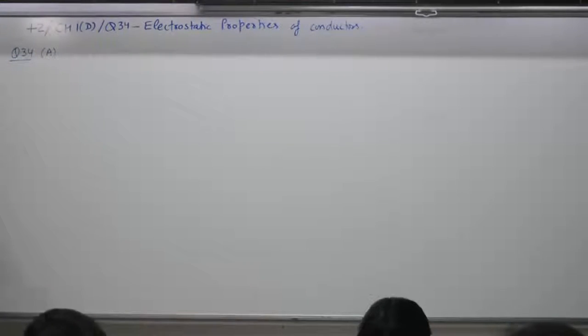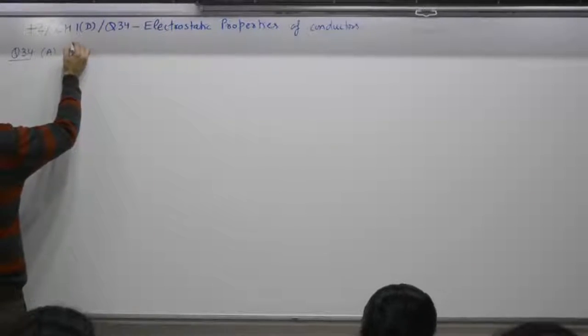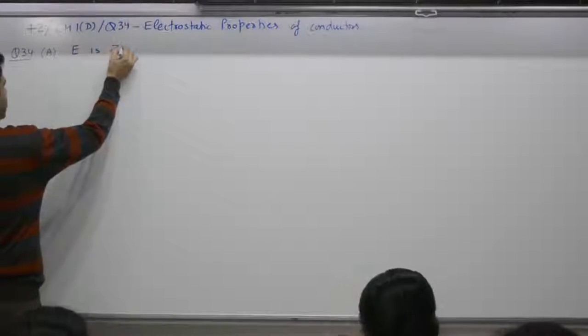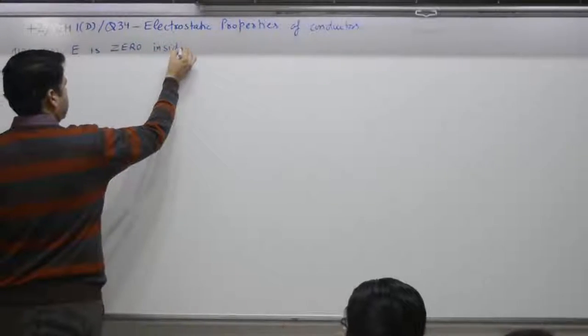A part deals with what? E is 0. Electric field is 0 inside a conductor.